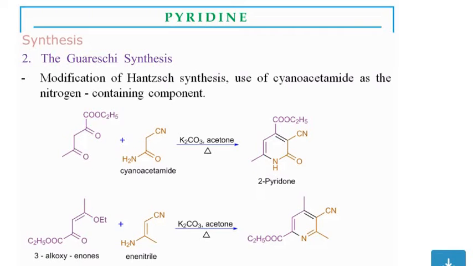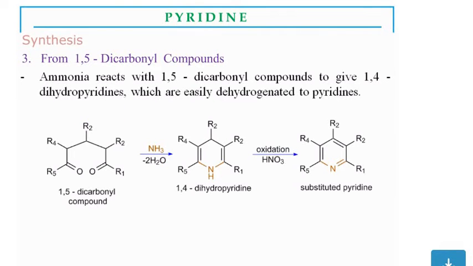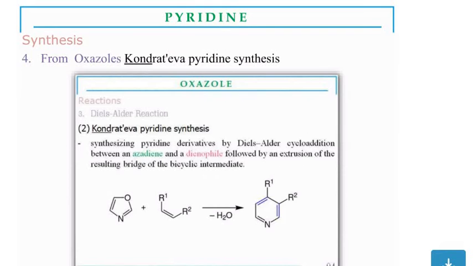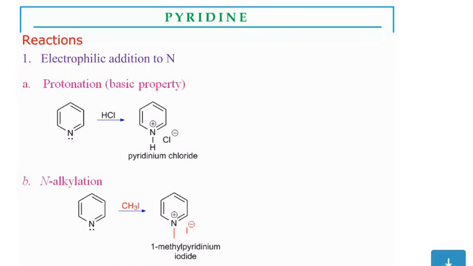And Guareschi synthesis, a modification of Hantzsch synthesis, uses cyanoacetamide as the nitrogen containing compound. From 1,5 dicarbonyl compound, you can see the formation of substituted pyridine. From oxazole, Kondrat'eva pyridine synthesis, you can see the oxazole reacts with the alkene, it forms the pyridine.